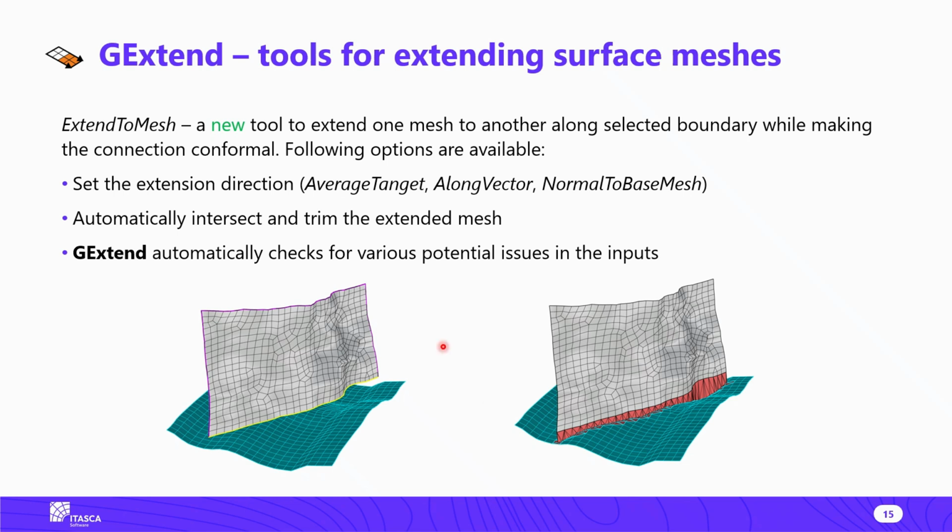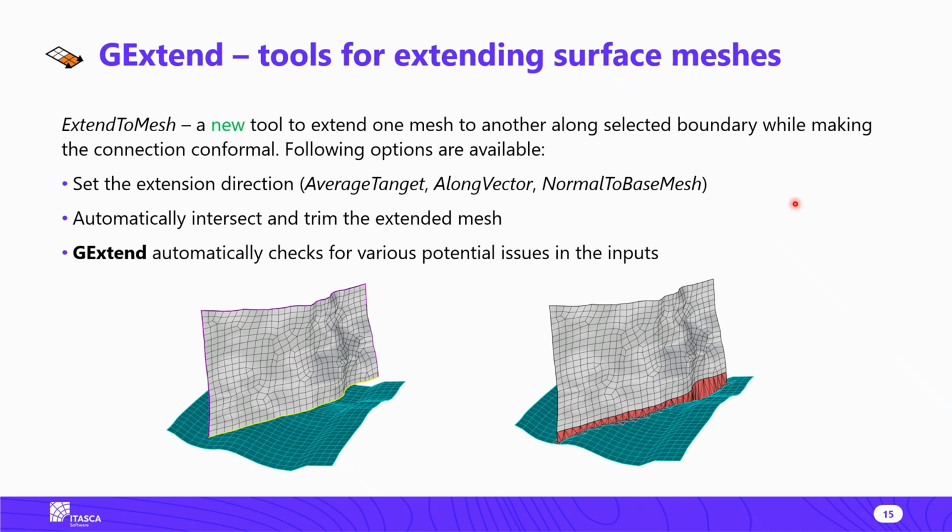So we have several options in the extend to mesh functionality. The first one is setting the extension direction, which can be average, tangent, along a vector, or normal to base mesh. The first two are actually the same as in other GExtend tools, and the last one is kind of a new option. Normal to base mesh direction allows extending the mesh in the direction perpendicular, in a local sense, to the base mesh faces.